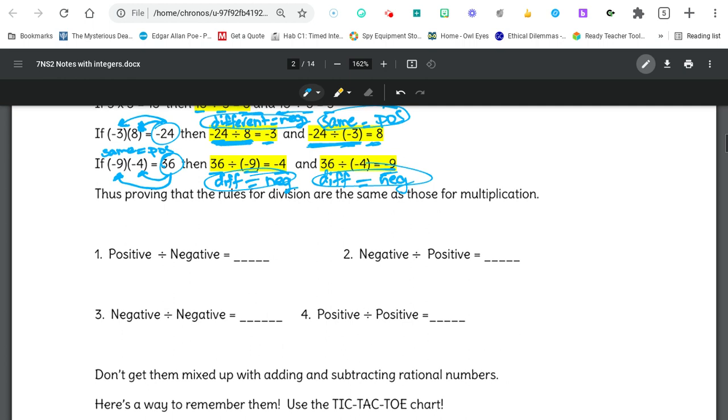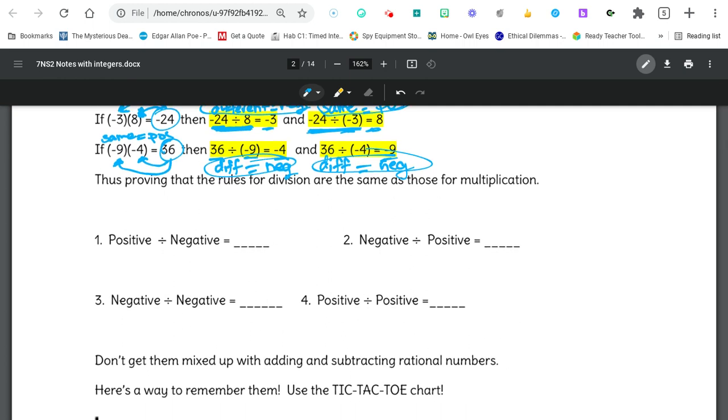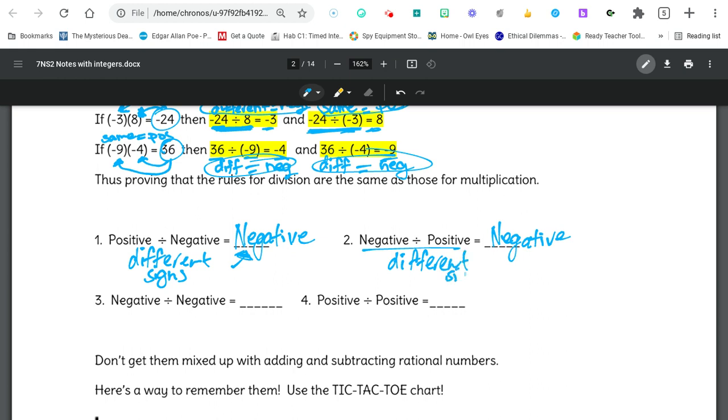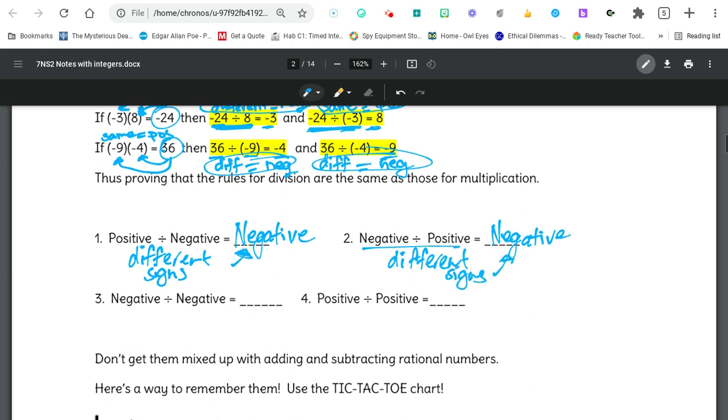All right, so I'm not going to make you write these again. Well, we might as well go ahead. A positive divided by a negative, because this is division, it's the same thing. A positive divided by a negative is a negative because the rules hold true for multiplication and for division. So these were different, we got a negative. It doesn't matter whether it's a positive divided by a negative or a negative divided by a positive. They're still different signs, so we end up with a negative.